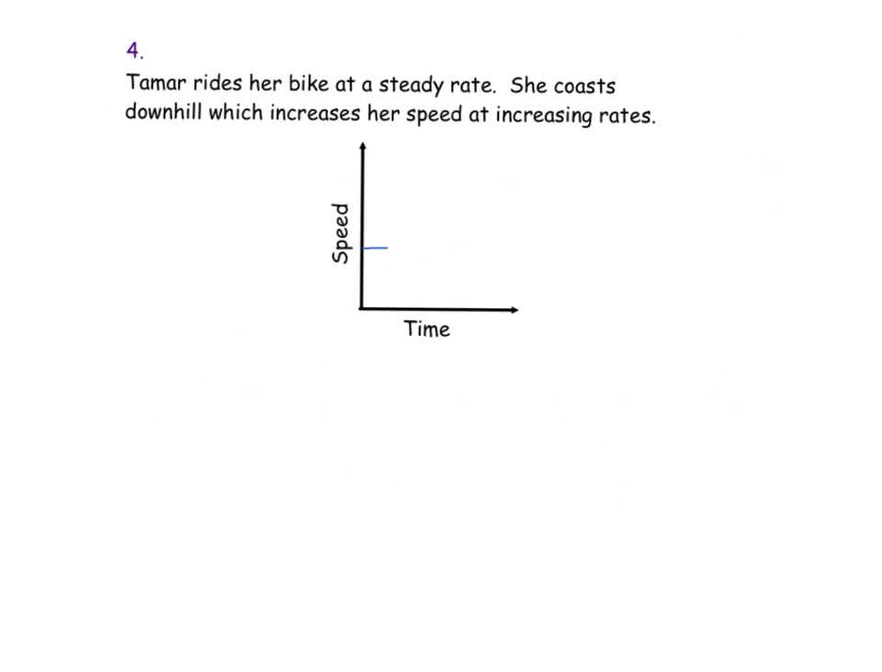Here she's going steady, steady, steady, and then she starts going downhill and her speed gets faster and faster and faster. So it might look like something like that.